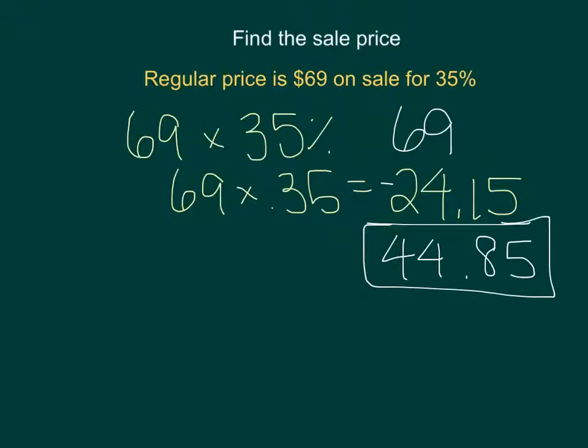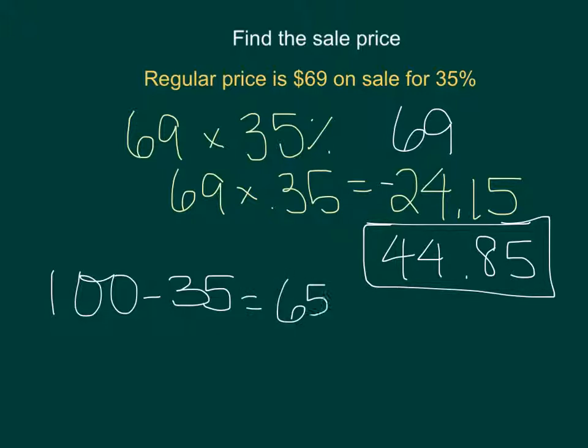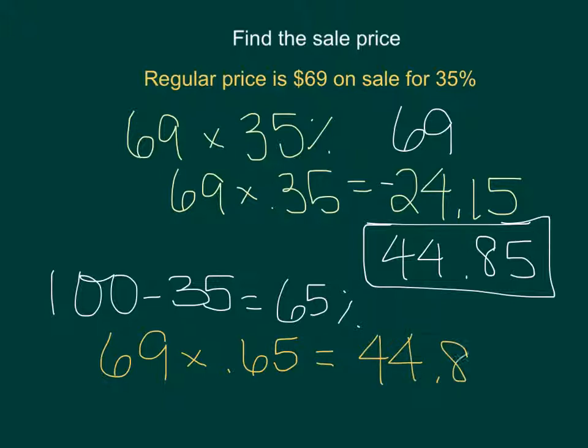You can also subtract the discount from 100, because if it's 35% off, that means that you are taking away 35% of the amount of money. So you could do the 100% minus 35, which means that you're actually going to be paying 65% of the cost. So then you would multiply the $69 by the 65% as a decimal and get $44.85.